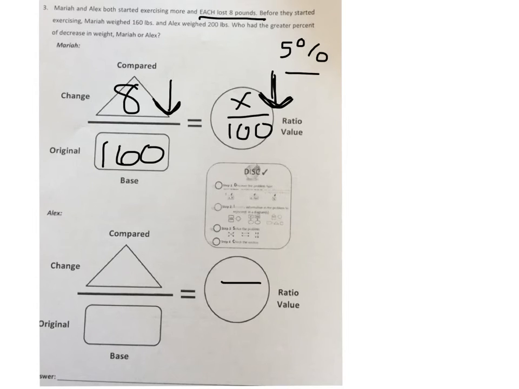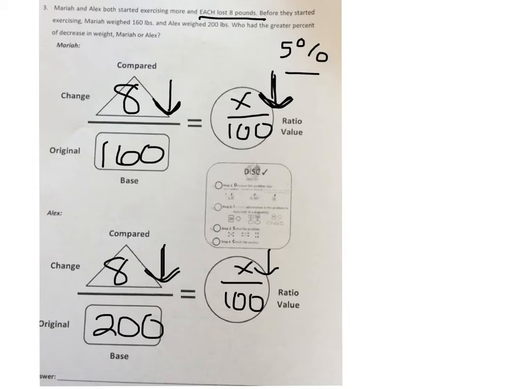I'm looking for his percent. I don't know the blank over 100. I want to know how much percent it went down. So over here has to be the amount it went down. His original weight goes on the bottom, which is going to be 200. And the amount it went down, again, is in the first sentence. They lost 8 pounds. So you can go ahead and multiply across and divide.